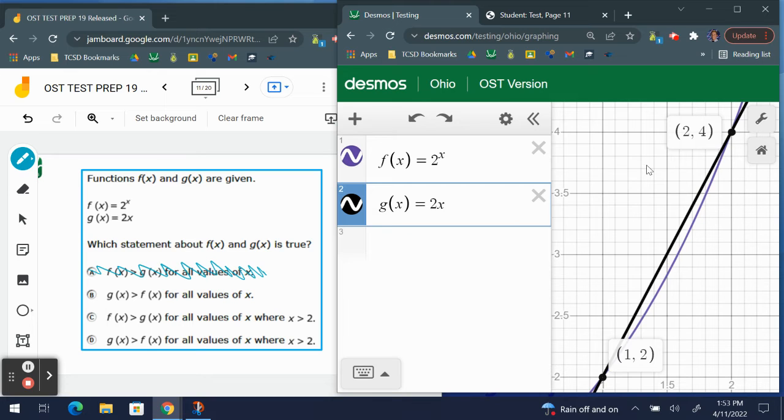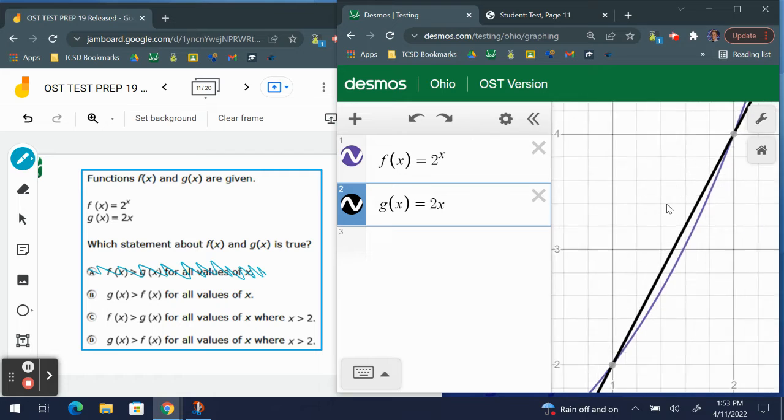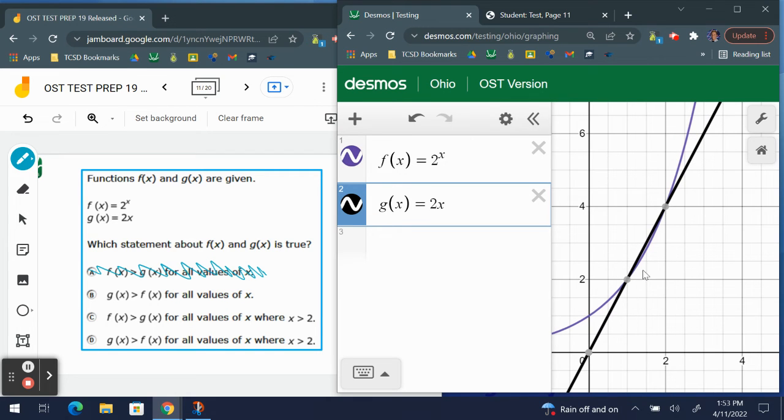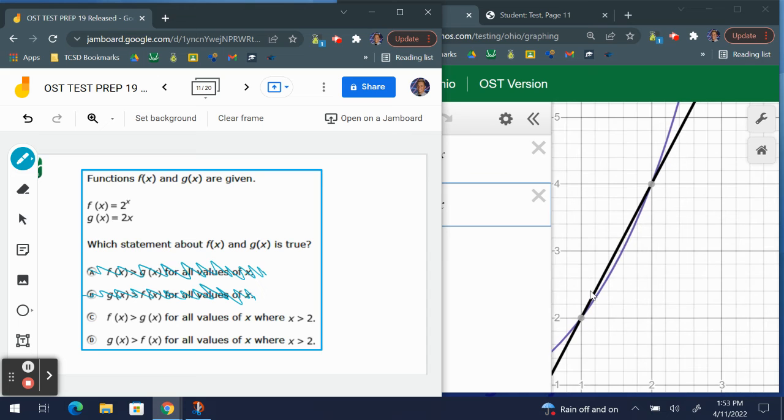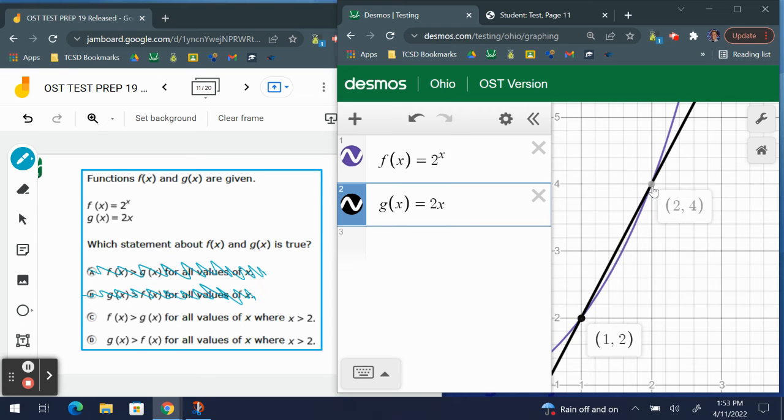Is g of x always greater than f of x for all the values? For the majority of the graph, it's not true. And we know that's not true either, because we just showed you that between this point and this point, it's actually g of x over f of x. But other than that, f of x is always above, the purple is always above the black.